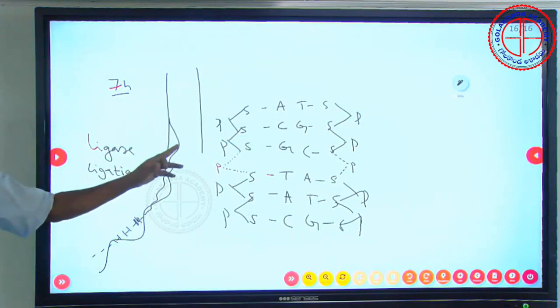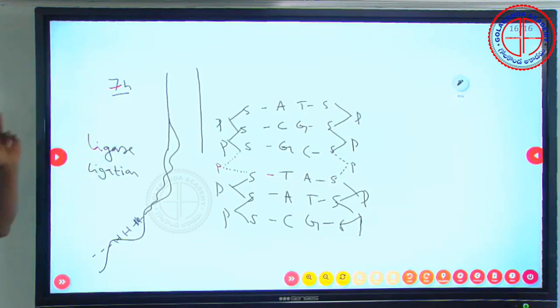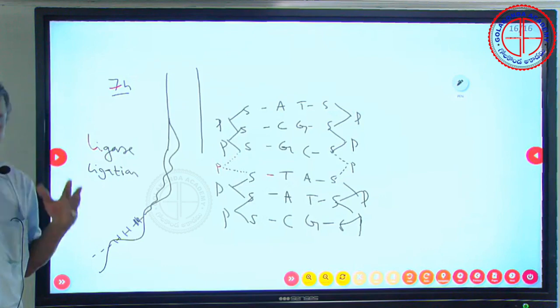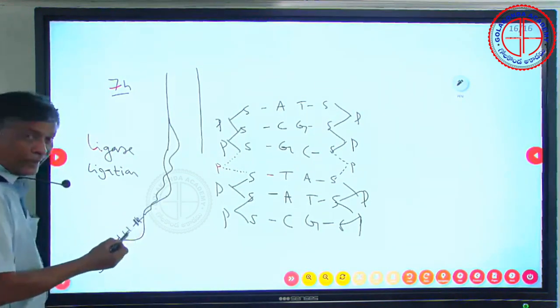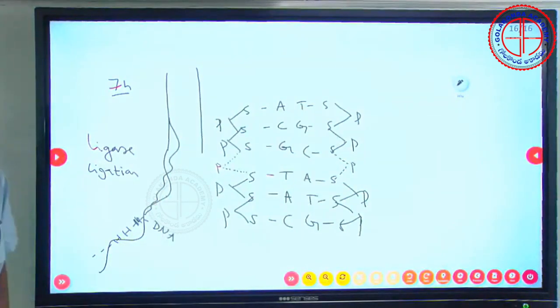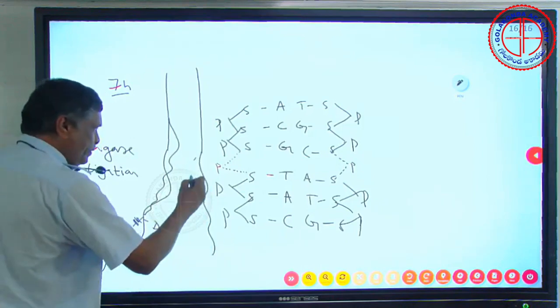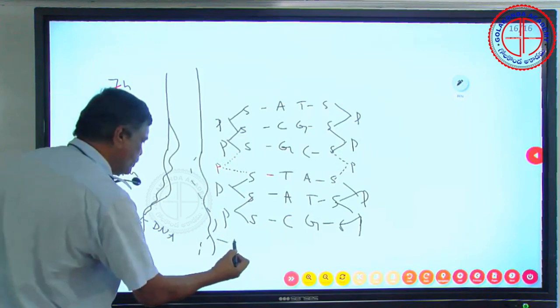Is this understood? So what I'm saying is, each and every 7 hours the helical of the DNA forms a new helical. Then old and new collectively form DNA. And here also it is old and new, collectively forming DNA.